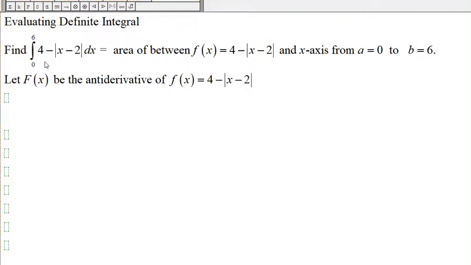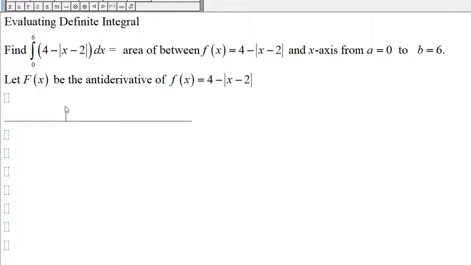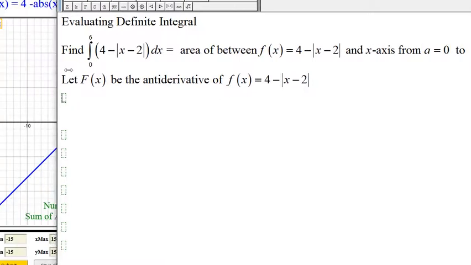Here we have the definite integral of the function 4 minus the absolute value of x minus 2, and we want to evaluate this definite integral. Again, this definite integral represents the area between the graph of the function 4 minus the absolute value of x minus 2 and the x-axis from 0 to 6. And this is what the graph looks like.